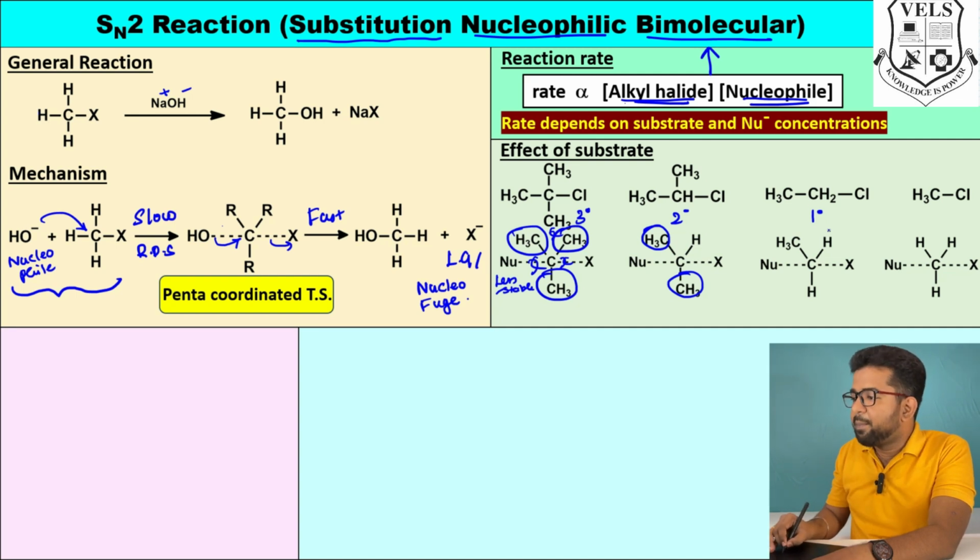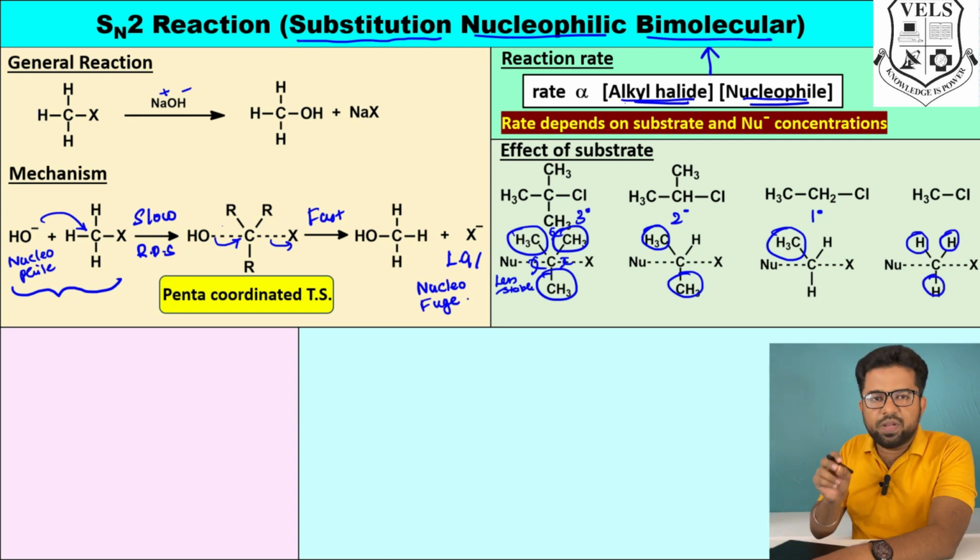Whereas in the case of primary alkyl halide, you have only 1 bulky group. So this transition state is even more stable. Whereas in the methyl halide, you have smaller hydrogen atoms. So in this case, the repulsion between the atoms will be minimum, and this transition state is the most stable.